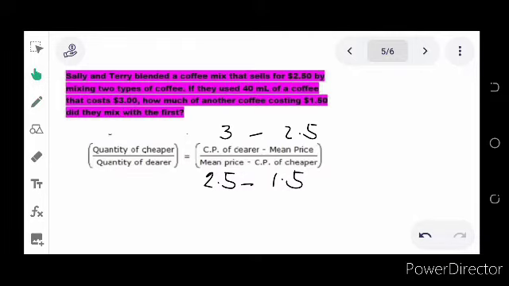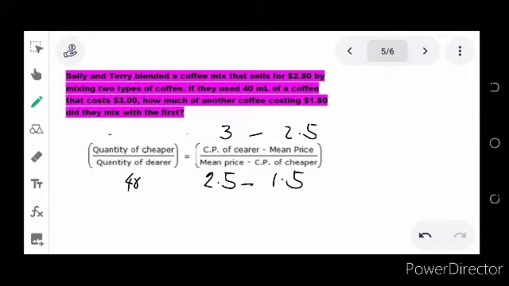Now go back here, quantity of the cheaper over quantity of the dearer. Notice that they have used 40 ml of a coffee that costs $3. Now this $3 is just one of the coffees that is being used. So actually this $3 is the price of the dearer coffee, the much more expensive coffee. But we are given the amount of the expensive coffee used in the mixture, and that is 40. So we will substitute here by 40.